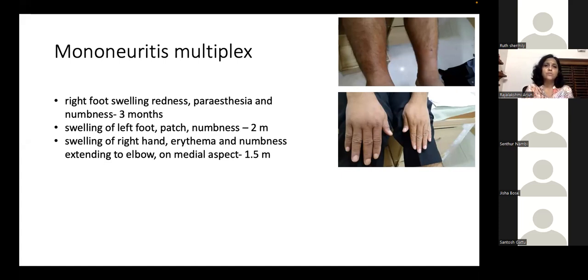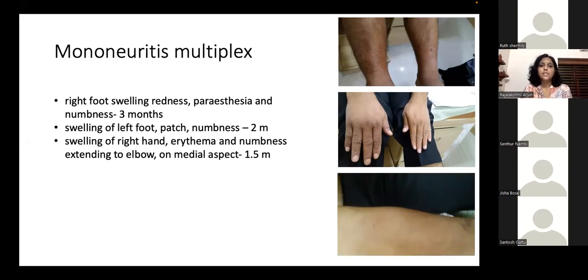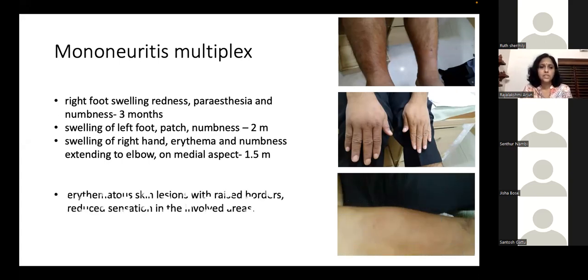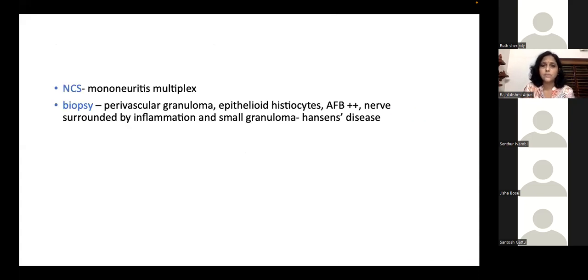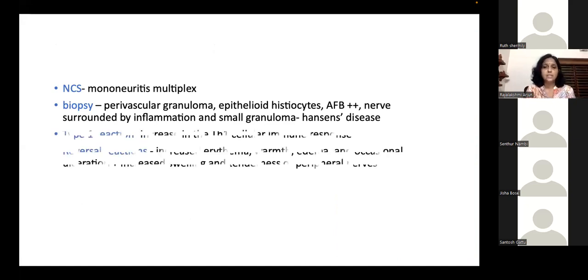Once you make a syndromic diagnosis of this, you should have a differential diagnosis. I know that currently one of the commonest causes is diabetes, but still in India you have to keep another important differential diagnosis. This patient also had an erythematous lesion with raised borders, reduced sensation, and thickened palpable ulnar and lateral peroneal nerves. A nerve conduction study showed a mononeuritis multiplex picture. A nerve biopsy showed perivascular granuloma, epithelioid histiocytes, AFB was positive, and the nerve was surrounded by inflammation and granuloma, confirming a case of Hansen's disease.